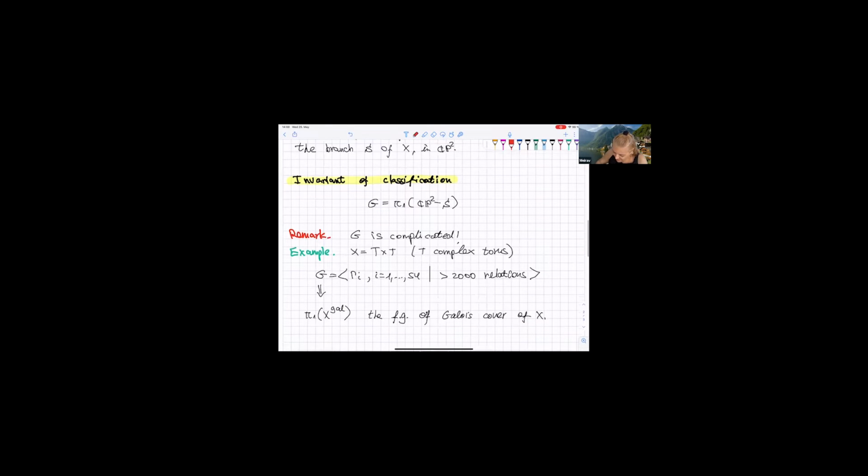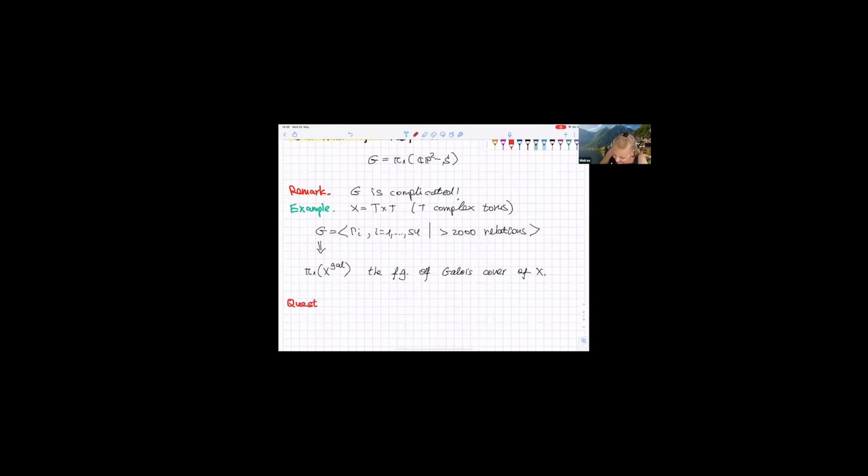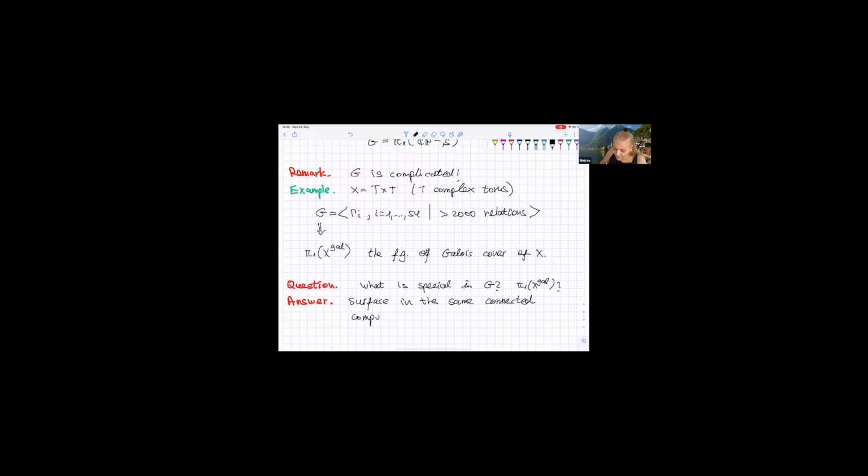So now a question. What is so special in these groups? For example, in G or in pi 1 of X gal. What is so special in them? So the answer is the following, and therefore we are motivated to work with them. Surfaces that are in the same connected component, of course, in the moduli space.